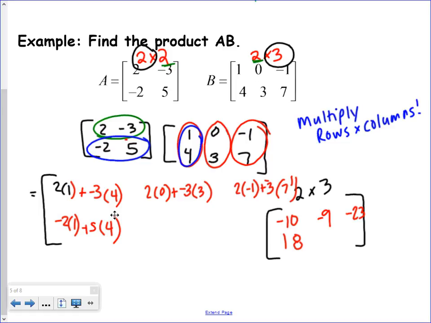Okay, so then I continue on, taking my second row times my second column. That would be negative 2 times 0 plus 5 times 3. So 0 plus 15. And then my last entry would be my second row times my third column. So negative 2 times negative 1 plus 5 times 7. That would be 2 plus 35, or 37.